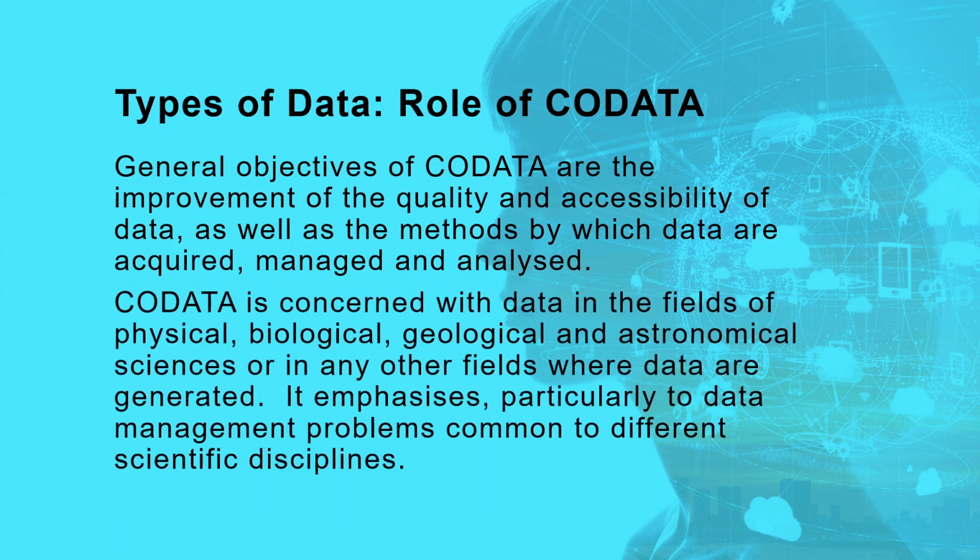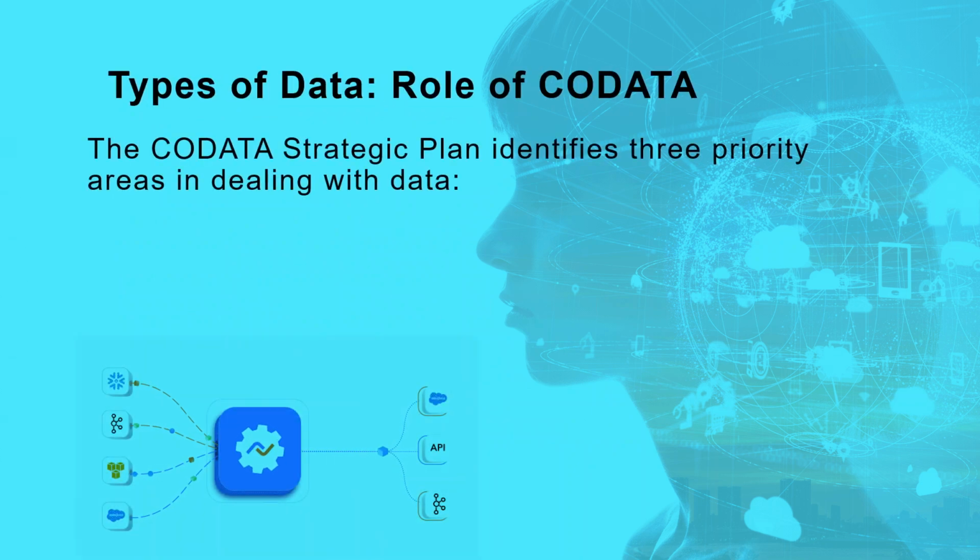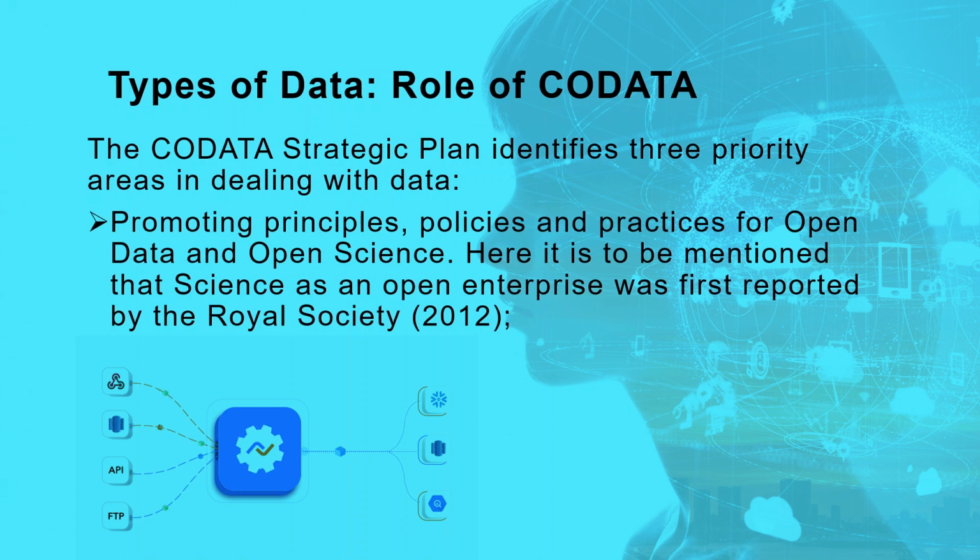CODATA is concerned with data in the fields of physical, biological, geological and astronomical sciences or in any other fields where data are generated. It emphasizes particularly data management problems common to different scientific disciplines. The CODATA strategic plan identifies three priority areas in dealing with data. These are promoting principles, policies and practices for open data and open science.